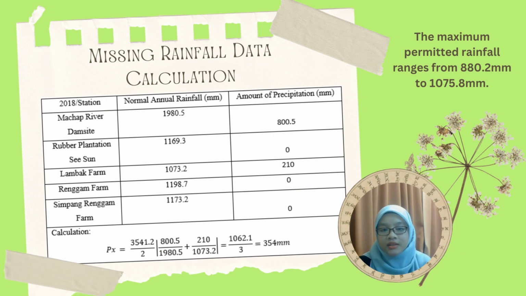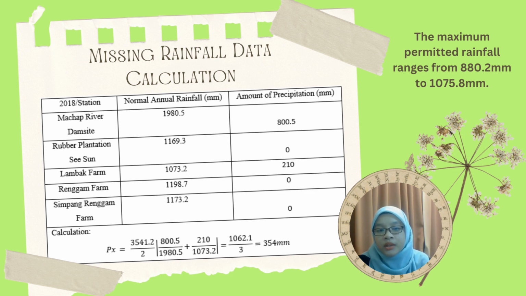Result and discussion. For rainfall missing data, based on the result in the year 2018 as an example, the average annual rainfall amount for the stations Machap River Dam Site, Rubber Plantation Sisan, Lambat Farm, Renggam Farm and Simpan Renggam Farm are 1980.5 mm, 1169.3 mm, 1073.2 mm, 1198.7 mm and 1173.2 mm.